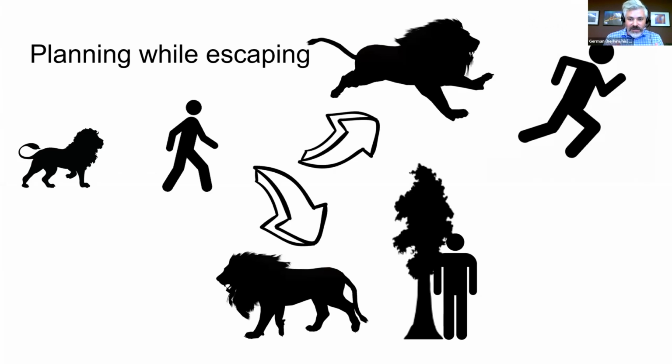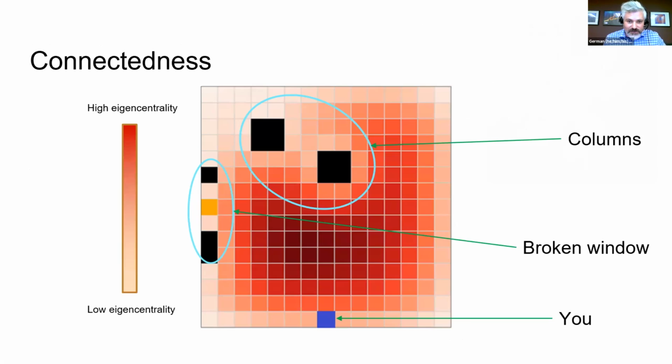Let's see how the connectedness of the factory we just saw looks like. This is a 2D representation of the factory. You can see the columns and the window. And we use eigencentrality to determine the connectedness of the space in the map. Eigencentrality doesn't only evaluate how well connected the cell is to its neighbors, but also how its neighbors are connected to their neighbors and so on. You can see from the image, some of the biggest fluctuations in eigencentrality happen around the window and the columns.